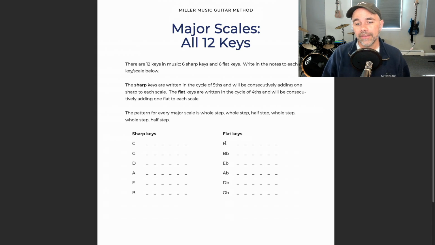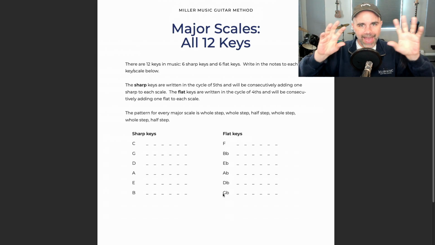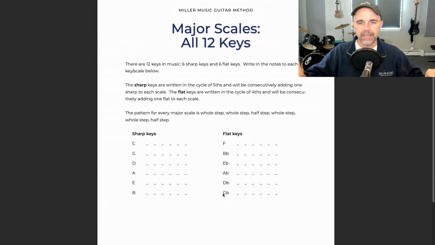So the key of F has a B flat, if you were to use that whole step, half step pattern through the major scale. And then B flat has 2 flats, E flat has 3, A flat has 4, D flat has 5, and G flat has 6 flats. All music has these patterns of major scales, okay? And we're going to talk about how this applies to chord progressions in a later section.